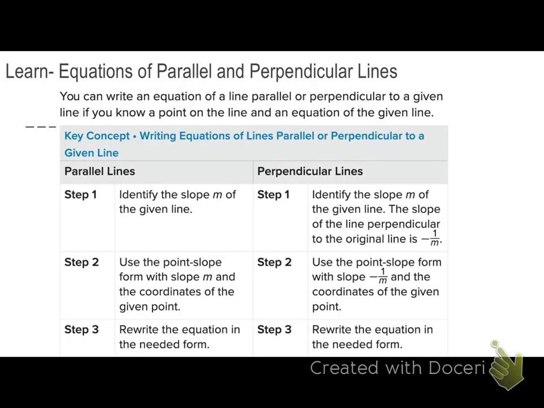You can write an equation of a line parallel or perpendicular to a given line if you know a point on the line and an equation of the line, the given line. I would write these steps down in my notes. Okay?